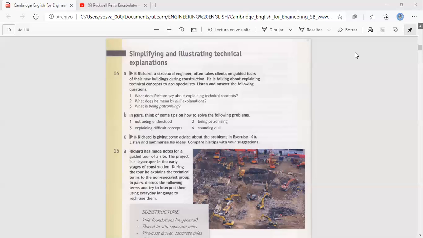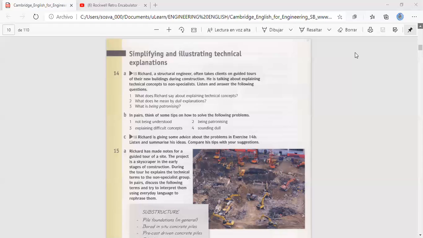So he is talking about explaining technical concepts to non-specialists, what we were talking about. So I'm gonna play the audio one more time. You're not gonna answer the questions, of course, because we already answered. But I just want you to concentrate again on letter B. I want you to think of some tips on how you can solve the following problems. For example, not being understood. How can you solve that problem? How can you get people to understand what you explain?